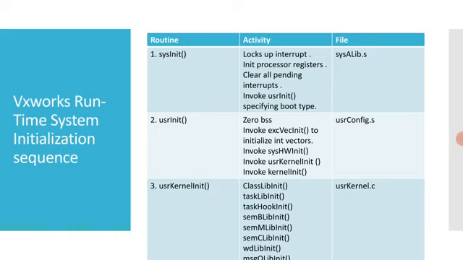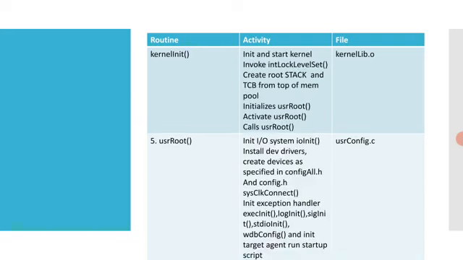Similarly, with usrKernelInit, we have classLibInit, taskLibInit, taskHookInit, semBLibInit, memLibInit, mcLibInit, wdLibInit, and msgQLibInit. So this is the sequence the VxWorks runtime initialization follows: first sysInit, and then usrInit, usrKernelInit, kernelInit, and usrRoot in this sequence.